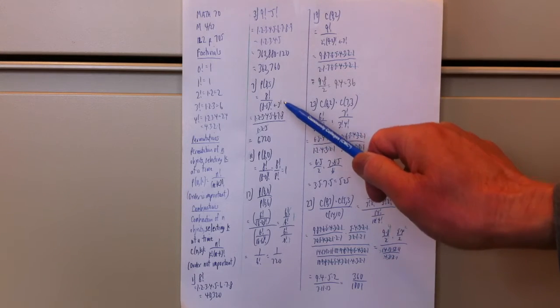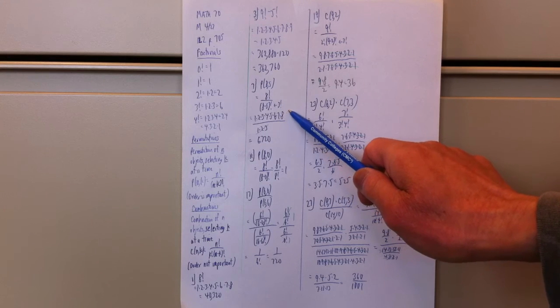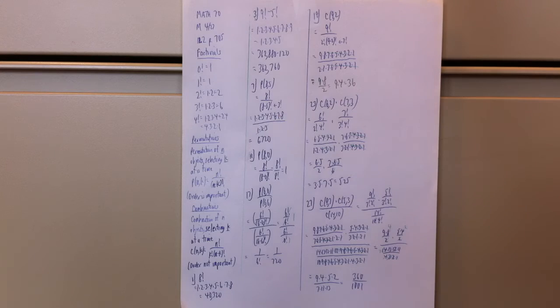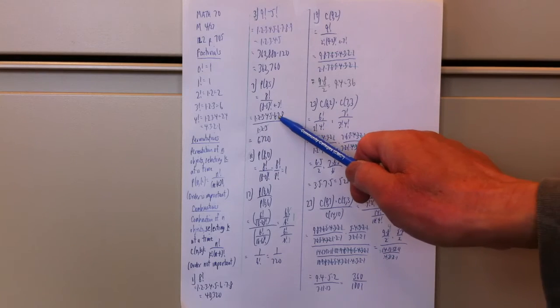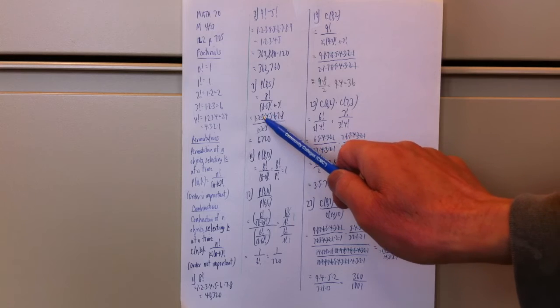And so you have 8 ways to choose the first person. That's 8. Okay, times 7. Once the first person is picked, there's only 7 left. Okay, and then times 6 after that, and then times 5 and times 4.